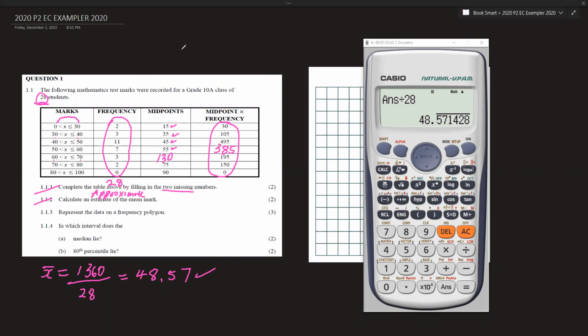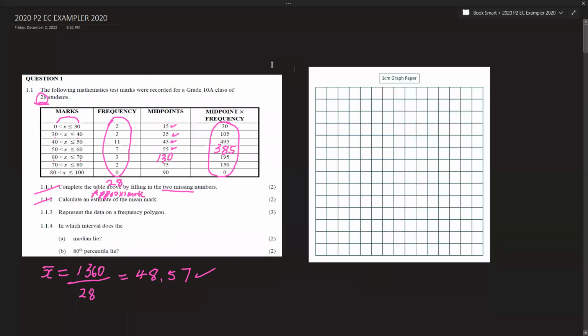Okay. So now they want us to represent the information on a frequency polygon. Okay, a frequency polygon. On the y-axis, you must have your frequency, right? Frequency must be there. And then on the x-axis, you have your marks. Awesome. So this is the x-axis, that is the y-axis. So I'm going to check now. Frequency, the highest is 11, right? The highest frequency is 11.